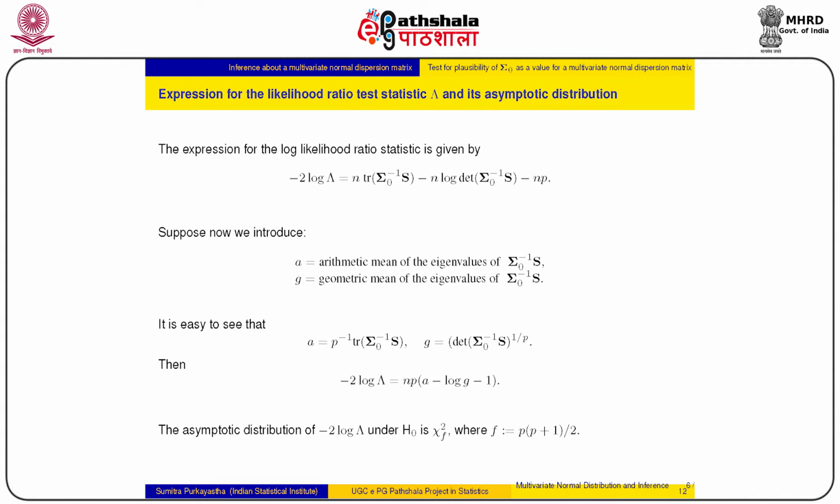This equals, in this case, one can derive it without much difficulty. This is equal to n times trace of sigma naught inverse S minus n times log of determinant sigma naught inverse S. We should notice here that the determinant of sigma naught inverse S is well defined, because I have already assumed at least p plus 1 many observations, ensuring S to be a positive definite matrix, and sigma naught by choice is a positive definite matrix. So sigma naught to the power minus 1 times S, its determinant is the same as the determinant of sigma naught to the power minus half S sigma naught to the power minus half, which is strictly positive. This itself is a positive definite matrix.